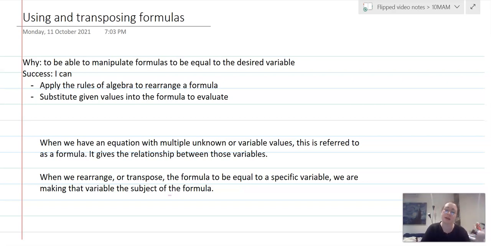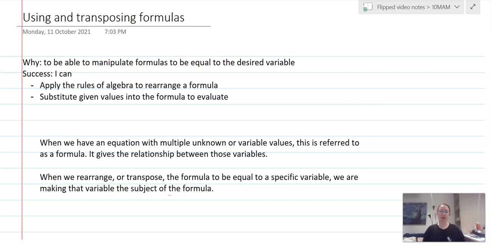We're looking at using and transposing formulas in this video. Well, technically the plural should be formulae, but we're going to go with formulas because it's easier to say. We're doing this because we want to be able to manipulate those formulas to be equal to the variable that we're investigating in a particular question.